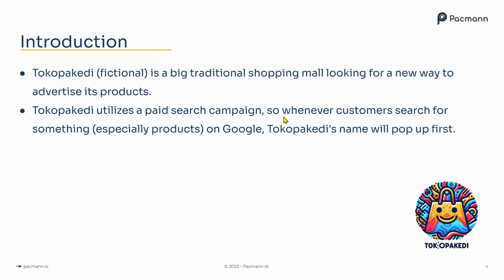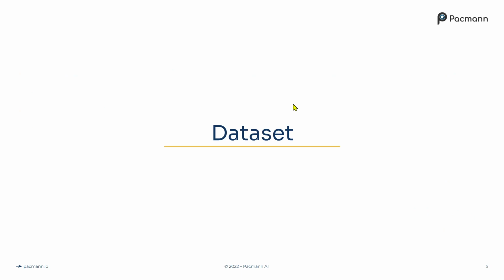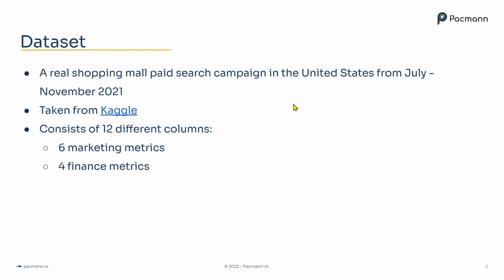Tokopedia, a fictional big traditional shopping mall, is looking for a new way to advertise its products. Tokopedia utilizes a paid search campaign, so whenever customers search for something, especially products on Google, Tokopedia's name will pop up first. For this project, the dataset that I will be using is taken from Kaggle. The dataset is actually a real shopping mall paid search campaign in the United States conducted from July to November 2021.